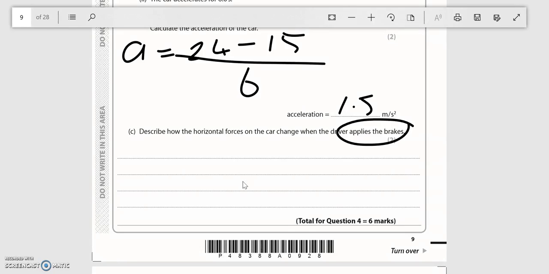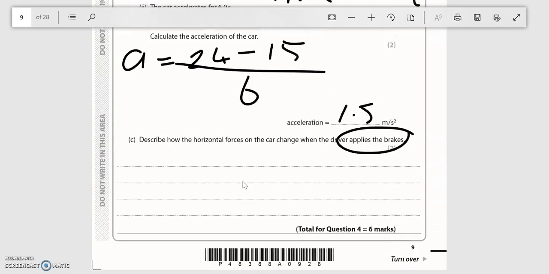A fourth mark that you could get if you were feeling particularly clever is that as the speed decreases, the air resistance also decreases. But that's an extra mark that you don't really need.